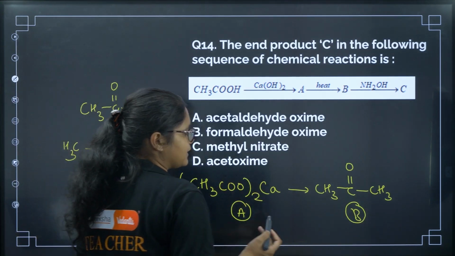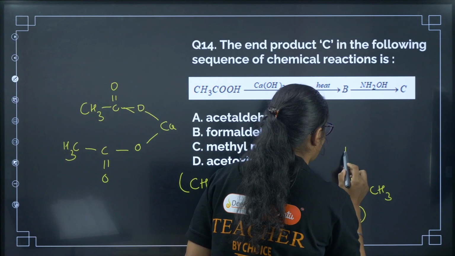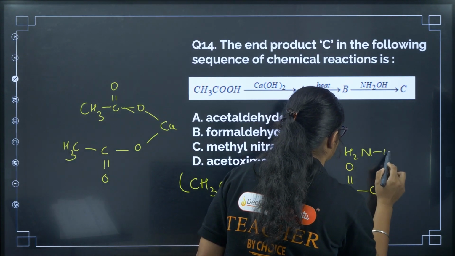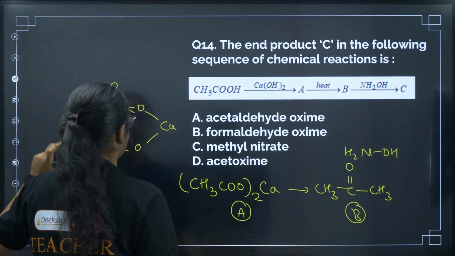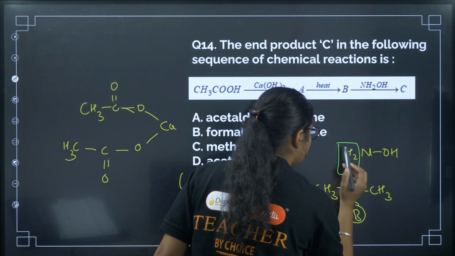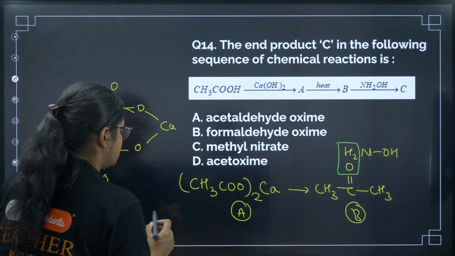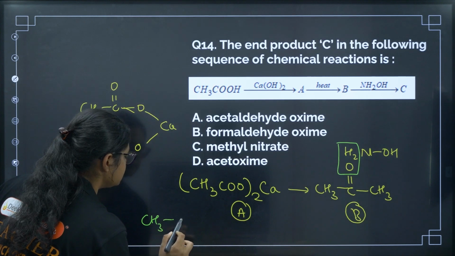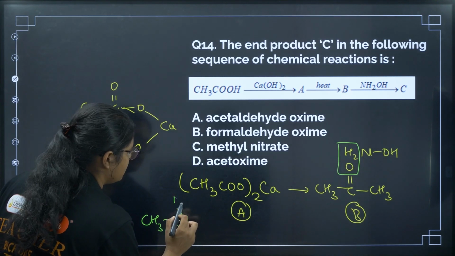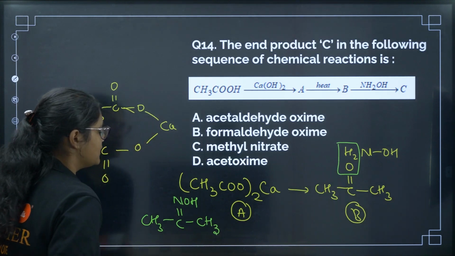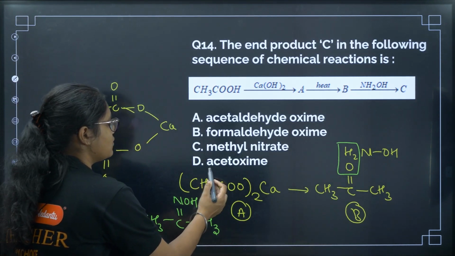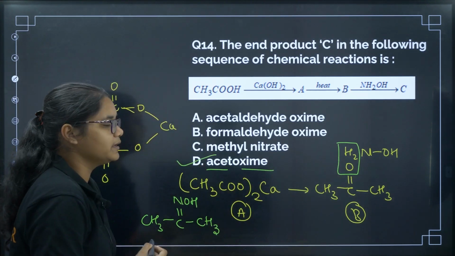Now if you treat it with NH2OH, that is the addition of an ammonia derivative, right? So here, water gets eliminated, so this H2O will come out. Now what will I be left with? CH3, C double bond NOH, and then CH3. Right? So this is nothing but your acetoxime. Correct answer is option number D.